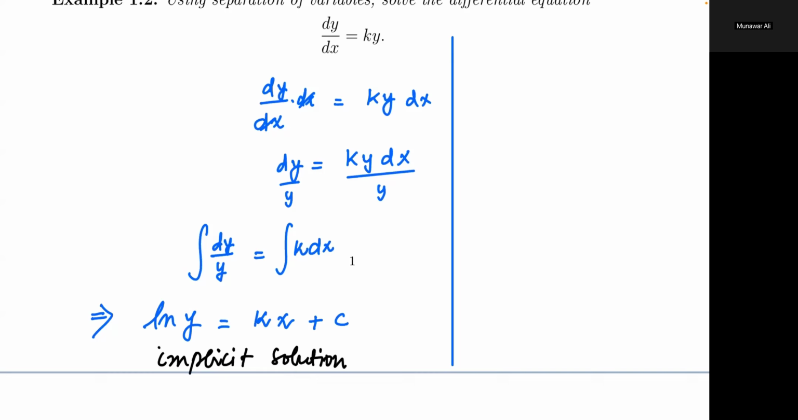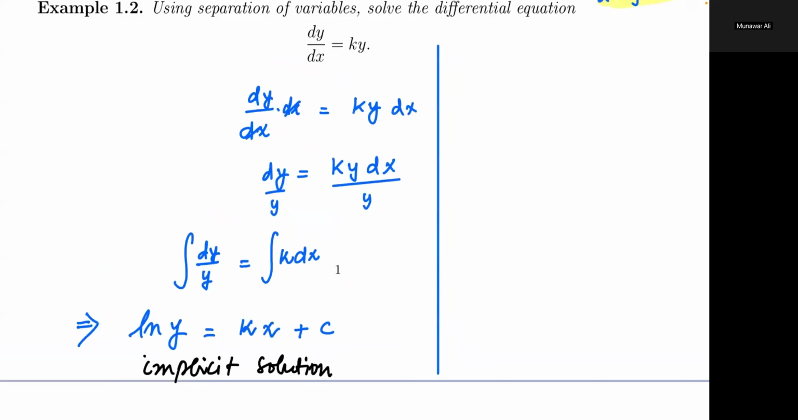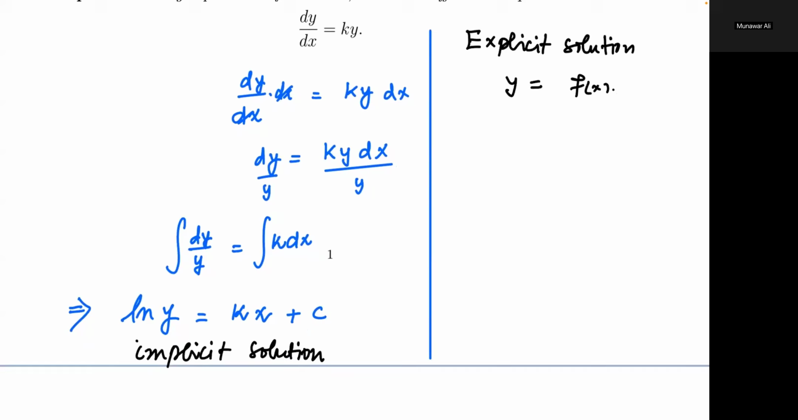Sometimes this is called implicit solution. And the explicit solution should look like this: y is equal to some function of x. So the left hand side should only depend on y and the right hand side can be any function of x.